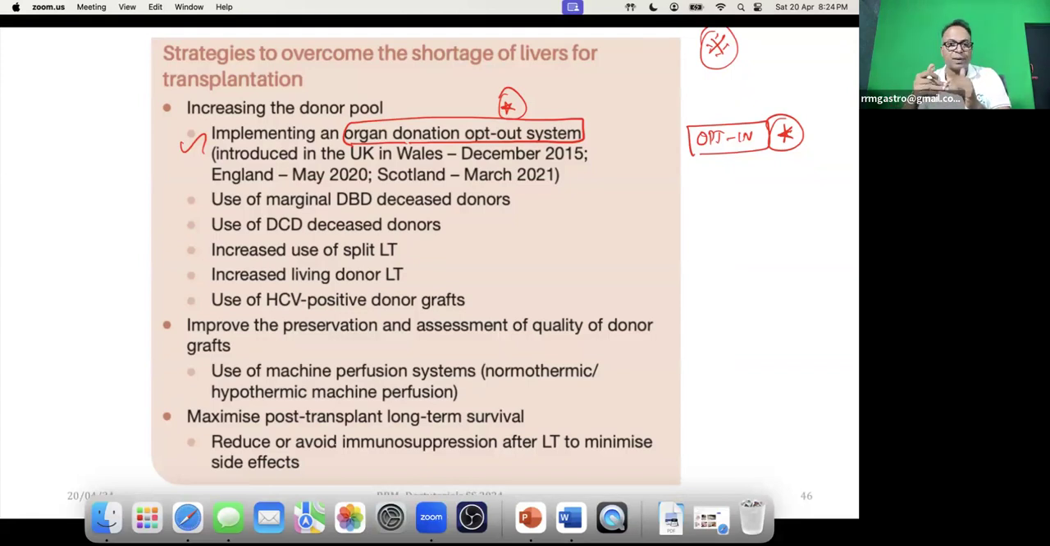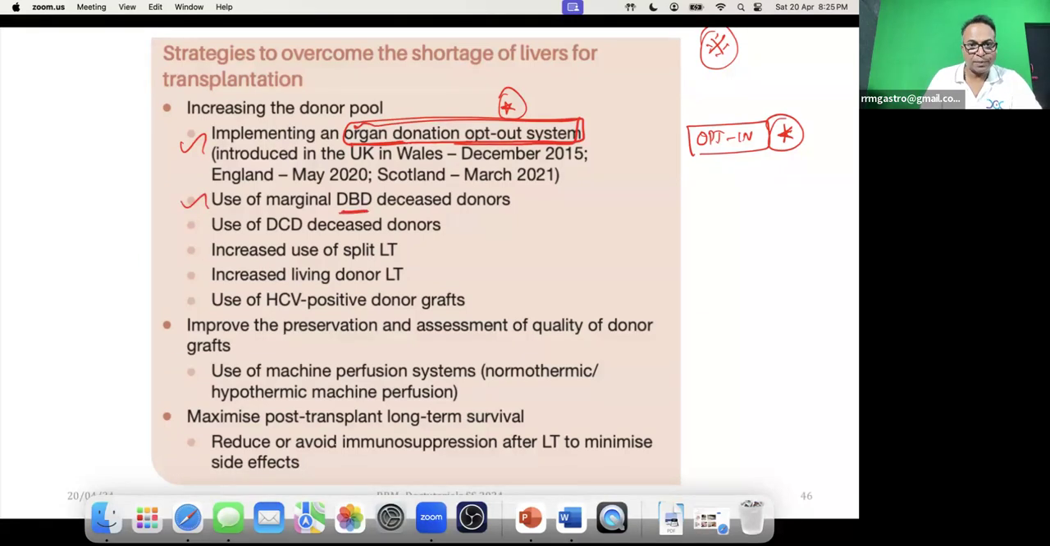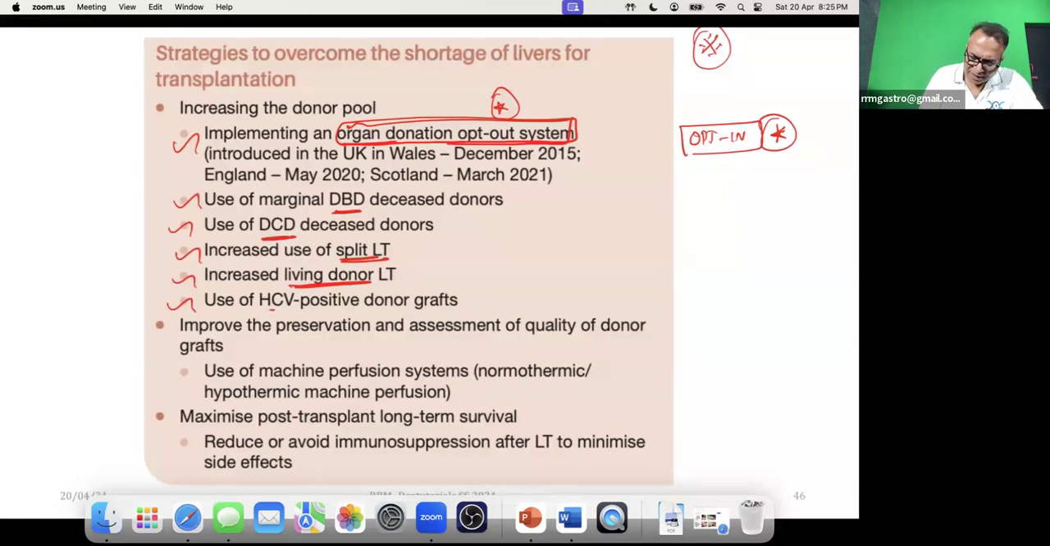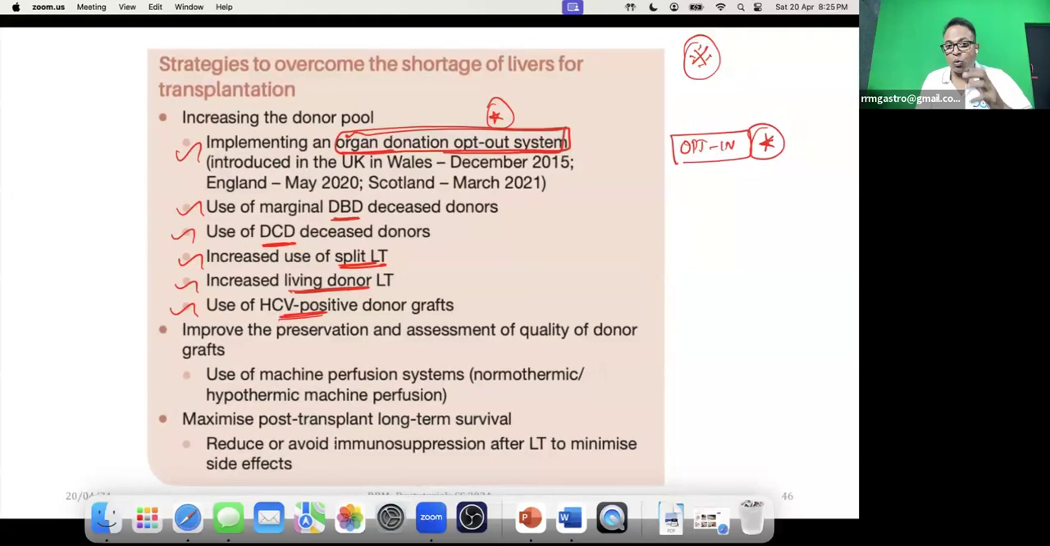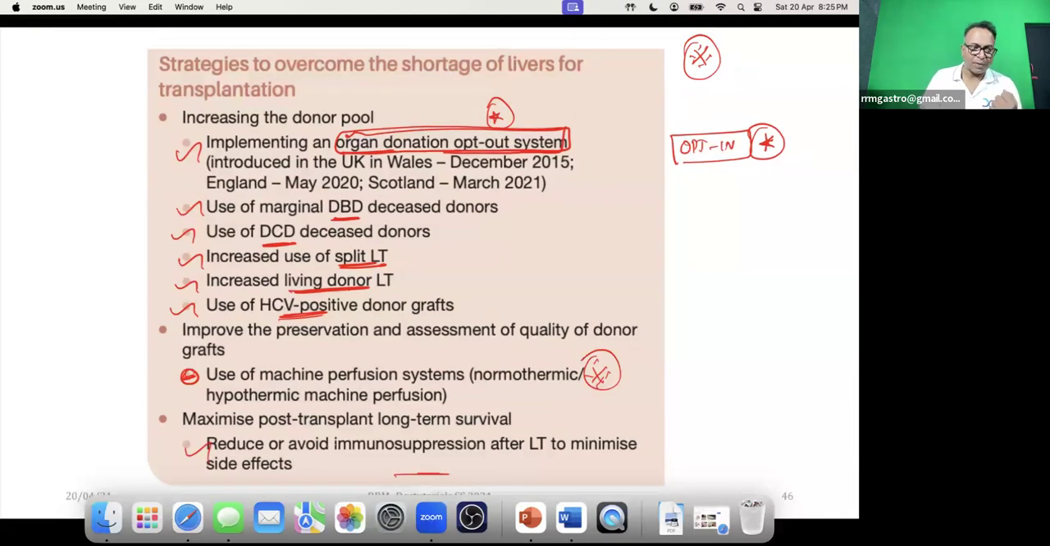We should actually have an opt-out system for brain dead donors, since we don't have one here. In the UK, there is an opt-out system, so once you are brain dead, you are all donors. Other strategies: use of marginal brain dead donors, cardiac donors, split liver, increasing live donors, HCV positive donors, and improving the quality of donors by machine perfusion systems. You will understand this later. Also reducing immunosuppression. All these are strategies to overcome the shortage of livers for transplant.